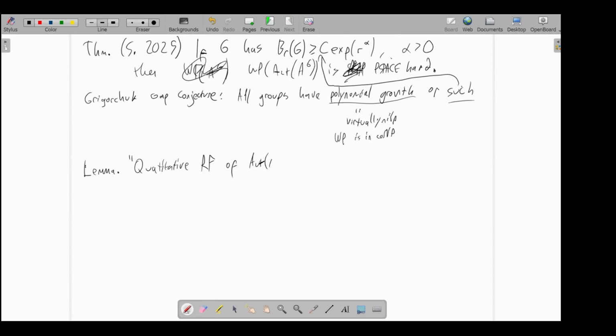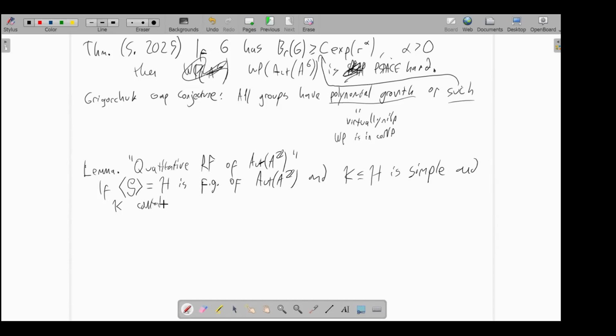Of the automorphism group of A to the Z, which says the following: if you have a finitely generated subgroup H, and you have a subgroup K of H which is simple, and K contains F, which is not the identity, and the word norm of F is at most n, then the size of K is at most C to the n factorial.